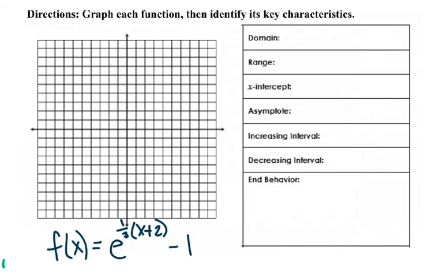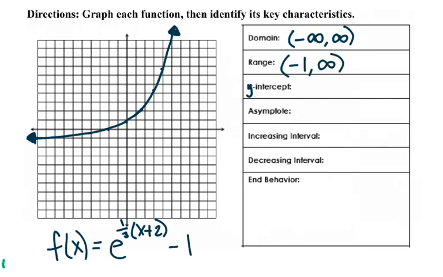Okay, so take just a couple seconds, graph this, and sketch a graph. Do that in 1, 2, 3. Okay, so something like this, and then we'll do the key features. So the domain keeps going left and right forever, so negative infinity to infinity. The range, it's going to get really close to negative 1, but it never actually touches it. So I'm going to say it starts with negative 1, and then it does continue to go up forever.